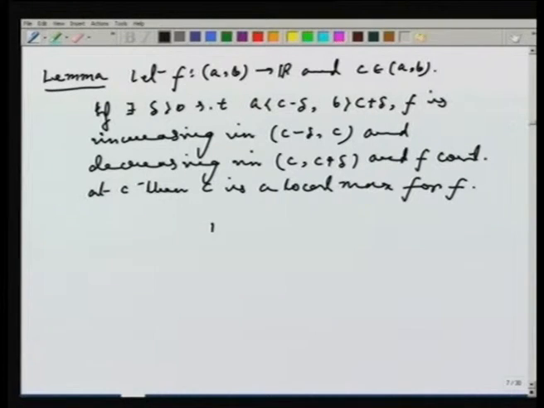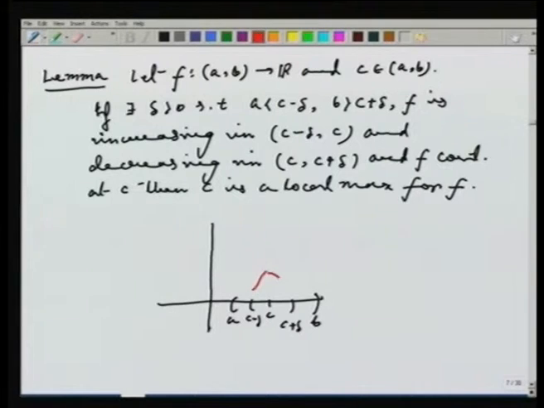So, let us just draw a picture which will help us understand the statement clearly. So, this is a, this is b. Now, this is c, this is c minus delta, this is c plus delta, and on (c minus delta, c) the behavior of the function is that it increases, and on (c, c plus delta) the behavior of the function is it decreases. Then it is believable that at the point c the function is having the local maximum, but this needs to be proved now. So, this is how we go about it.